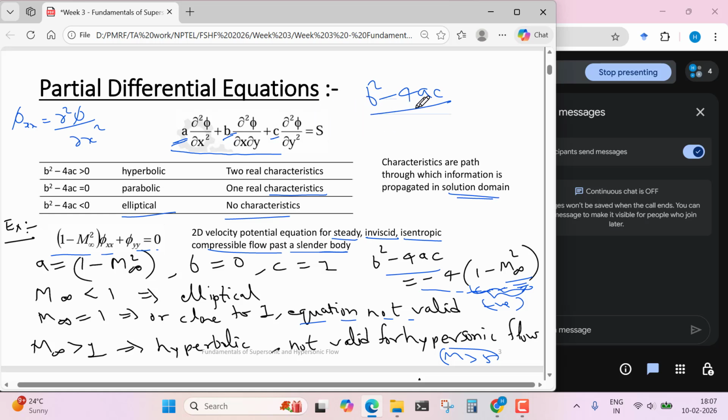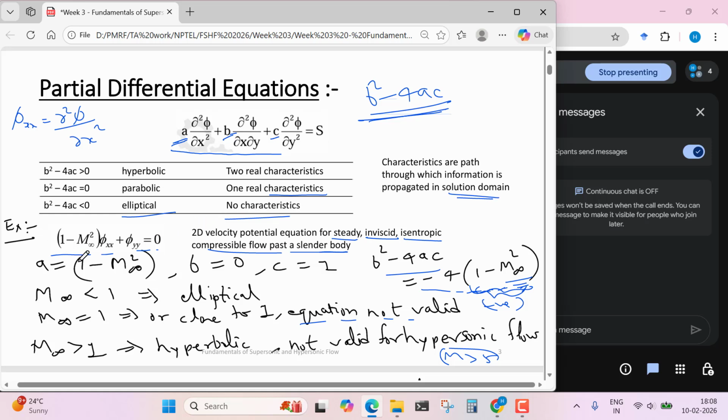So if we find the value of b² − 4ac, then we can find which type of partial differential equation it is. If b² − 4ac is greater than 0, then it is a hyperbolic equation, and it will have two real characteristics. If b² − 4ac is equal to 0, then it is a parabolic equation, and it will have one real characteristic. If b² − 4ac is less than 0, then it is an elliptic equation, and it will have no real characteristics. And the characteristics are the paths through which information is propagated in the solution domain.